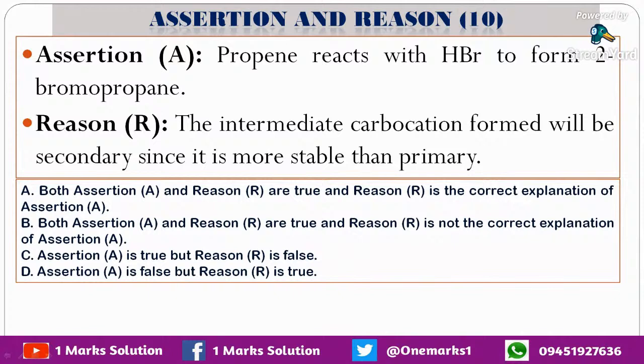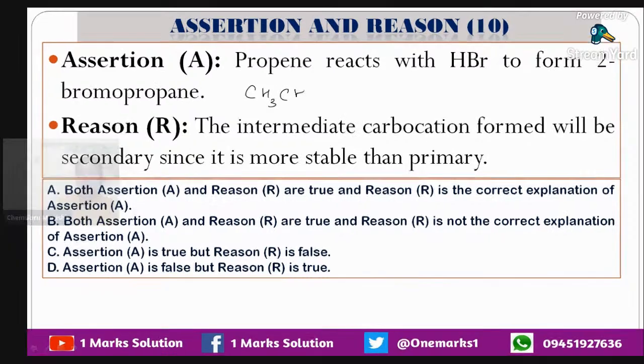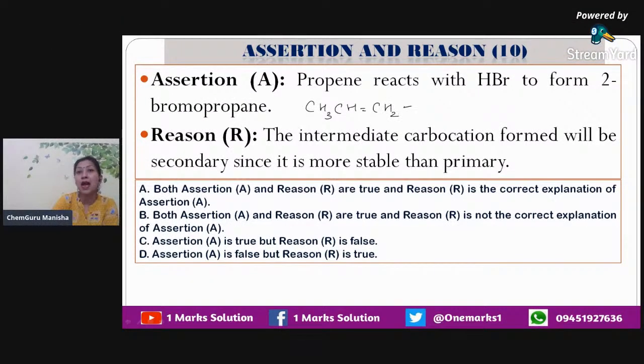Next statement that we have is propene reacts with HBr to form 2-bromopropane. For this, propene is CH3, CH, double bond CH2, plus HBr. And so we apply Markovnikov rule here because we do not have any peroxide in the picture. Reason says the intermediate carbocation formed will be secondary since it is more stable than primary.